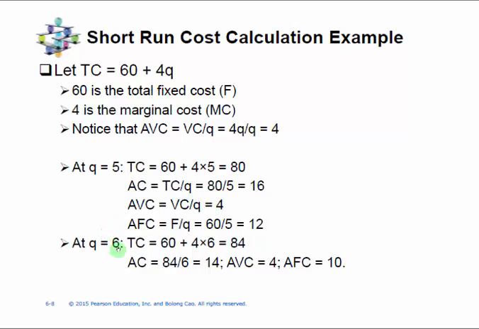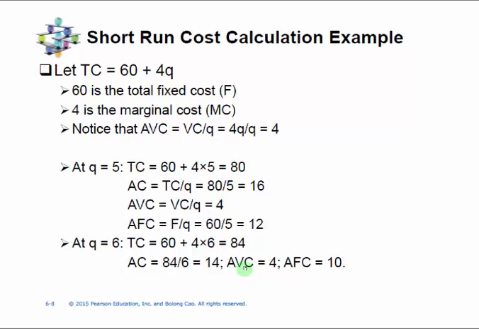Now look at the next unit. Let's say now we produce another unit. You have total quantity of output 6. The total cost is 60 plus 4 times 6. 4 times 6 is 24. 24 plus 60, you have 84. The average cost for 6 units is 84 divided by 6. You got 14, right?